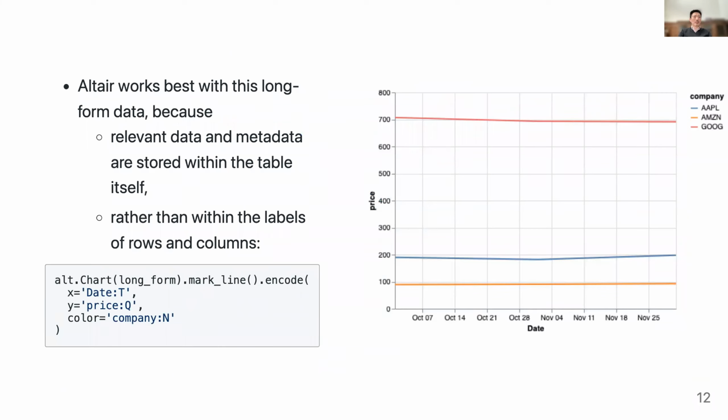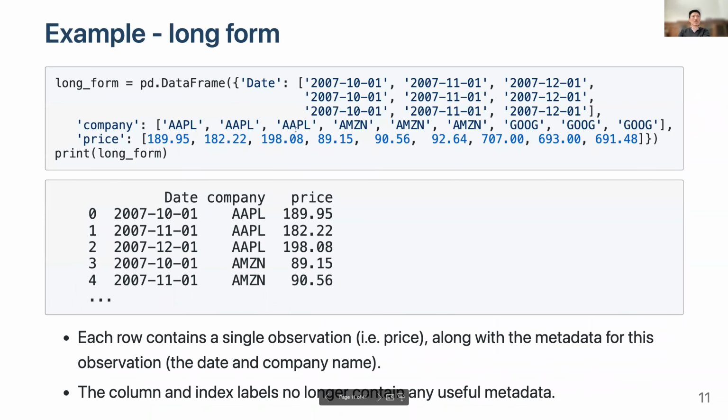So for example, if you use the long form data set, which is this one we defined here, you can see it has a date. And then for each date, you have the company, and there are some repeated values because for one company, you can have multiple dates. And finally, the price. And the price is actually the values we need.